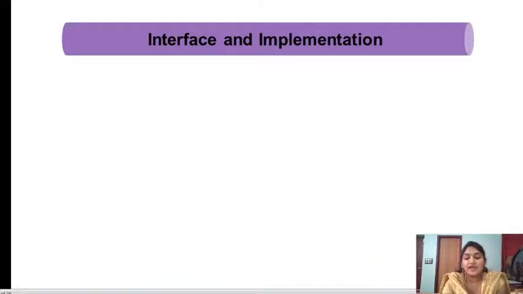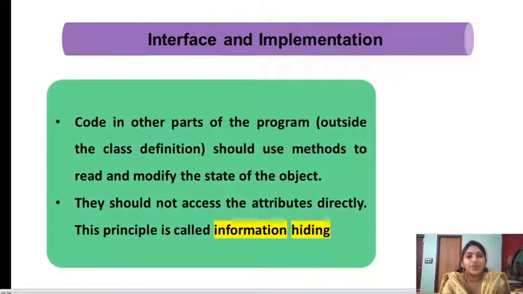Next, code in other parts of the program outside the class definition should use methods to read and modify the state of the object. They should not access the attributes directly. This principle is called information hiding. The name itself says hiding the information wherever necessary. The attributes cannot be accessed directly, and that is what we call information hiding.